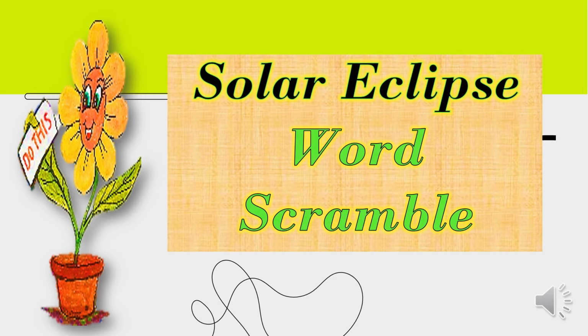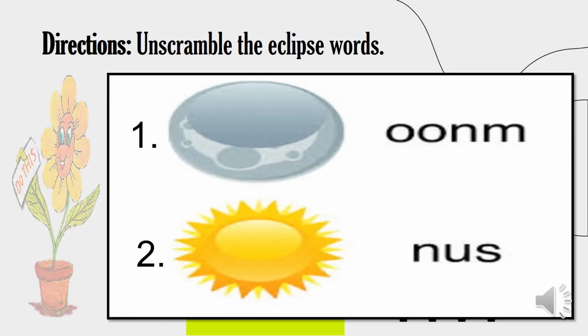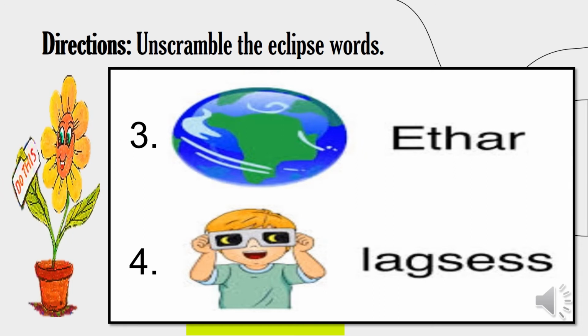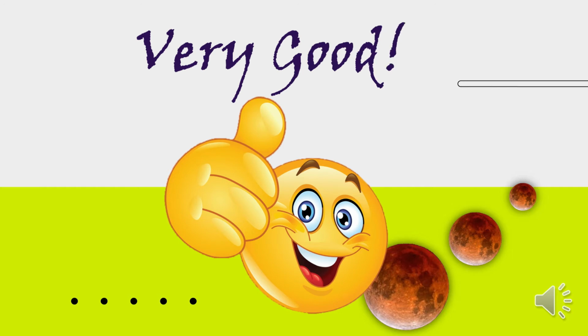Let's now proceed with the first activity entitled Solar Eclipse Word Scramble. Directions. Unscramble the eclipse words. 1. 2. 3. 4. Learners, you may pause this video for a while as you accomplish the task. Very good, learners! You're done answering the first activity.